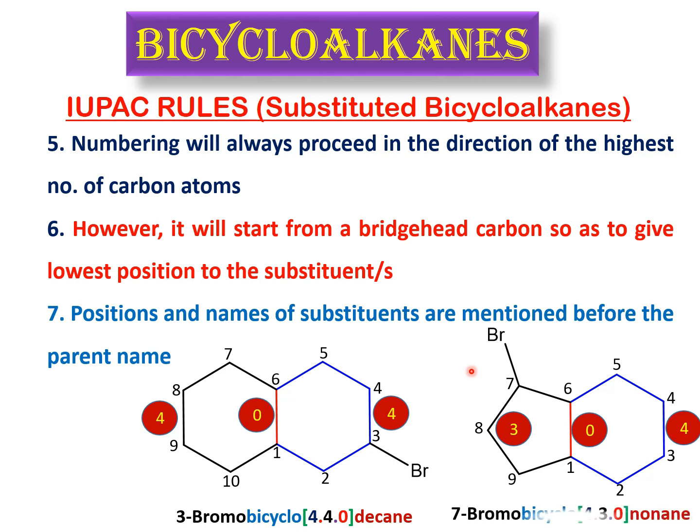So this would be 7-bromobicyclo. Now in this case we have 4 on the side having the highest carbon atoms. On the left hand side we have 3. So we write the highest number first, followed by the second highest, and then followed by the third highest. So this would be 4, 3, 0, and because this skeleton has 9 carbons, the name is nonane.